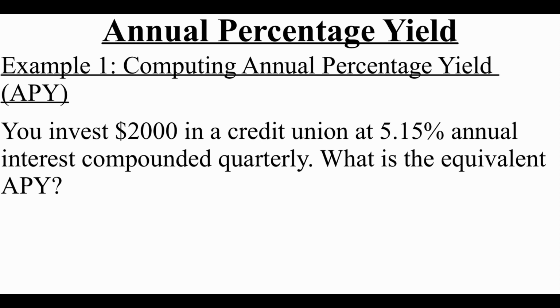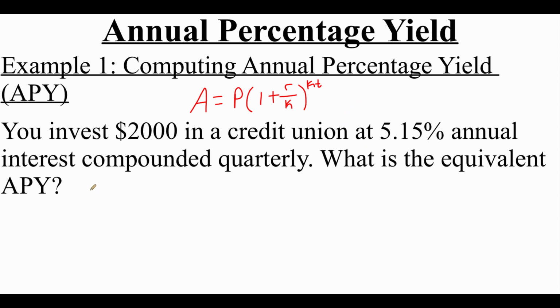So we're going to take a look at this example where you invest $2,000 in a credit union at 5.15% annual interest, and that gets compounded quarterly. And we want to figure out what the equivalent annual percentage yield would be. Now, as we're taking a look at this problem, we have to remember our compound interest formula. So that goes A equals your principal amount times 1 plus the interest rate over the number of compoundings raised to the power of KT. So taking the number of compoundings times the number of years. Now, here specifically, we're going to be talking about a time of 1 year.